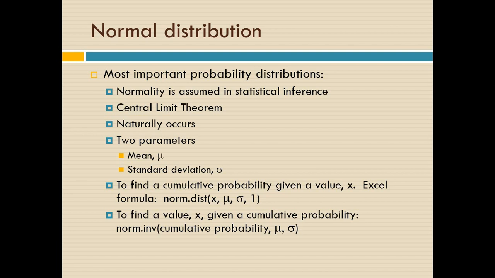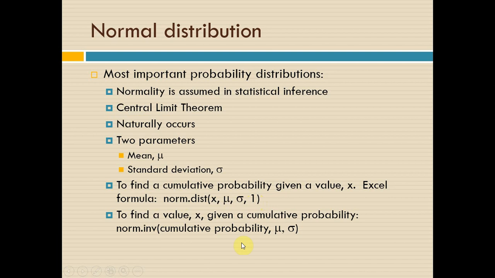In Excel, we can use the NORM.DIST and the NORM.INV functions. To find the cumulative distribution, we can use NORM.DIST. We almost always set the last argument of the NORM.DIST function to 1. But you can see what the inputs are. You have to give it a specific value for which you want the cumulative probability, the mean, and the standard deviation. The last argument is that you want a cumulative.